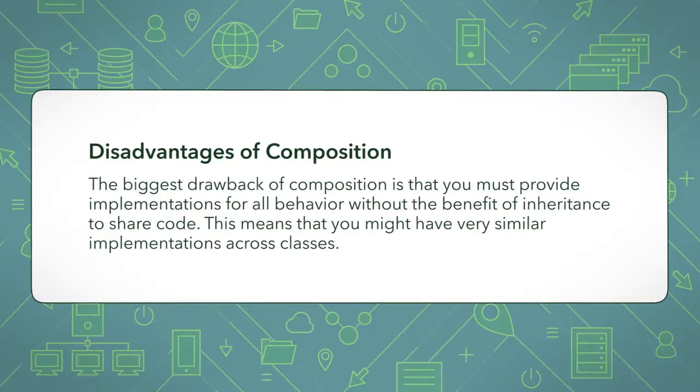This means that you might have very similar implementations across classes. With inheritance, you don't need to provide each subclass with their own implementation of a shared behavior. The common implementation is simply accessed within the superclass. Needing to provide implementations for every class means that it will take time and resources. A programmer working on providing multiple implementations of the same behaviors means you'll have one less programmer working on other features.